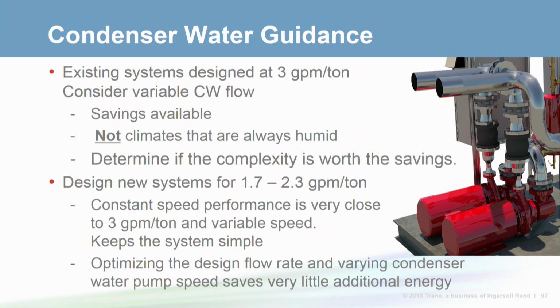To keep things simple and still achieve savings, on new jobs, design the condenser water systems to the industry recommended flow rates of 1.7 to 2.3 GPM per ton. Using a constant speed pump, the savings are very similar, the installed costs go down a little, and very importantly, the system control is simple. There are very small additional savings available by designing to these industry recommended flow rates and dynamically controlling the condenser water pump speed. Next, we will look at the impact on chiller performance based on how chillers are piped in the system.